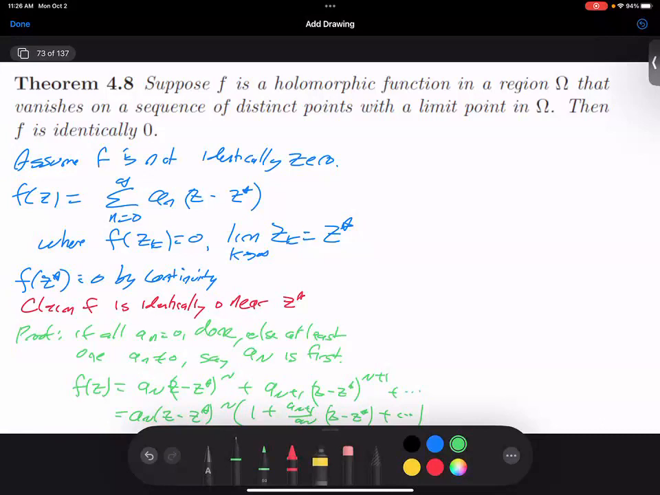We have a series that converges, and all the terms except for the first are going to 0. Really, what I've done is I've just taken my sequence and divided by an. That's not going to change anything, really. And I've just pulled out a z minus z star to the n. That's not going to really change anything. So as z gets closer and closer to z star, this factor is going to converge to 1. Why is this a problem?